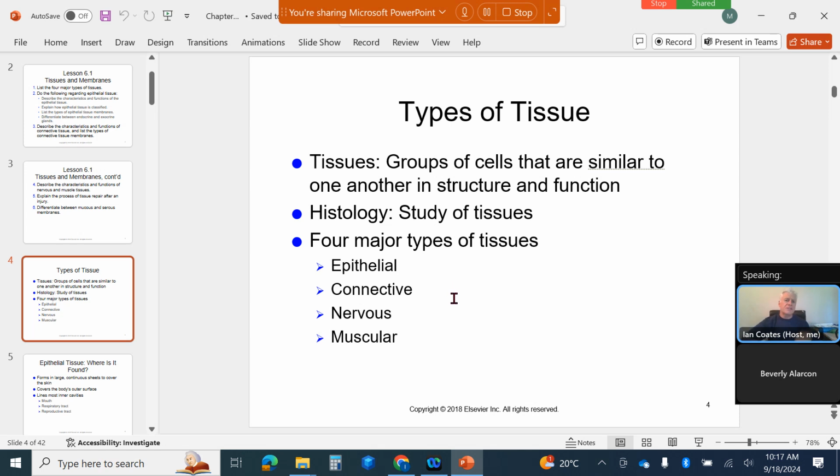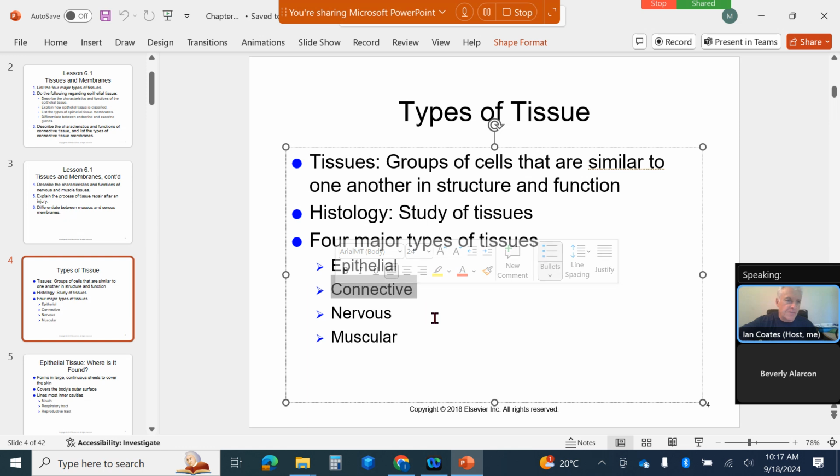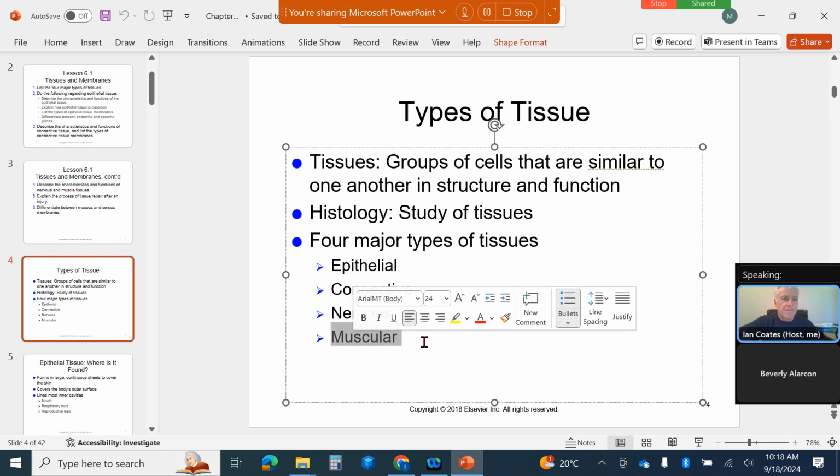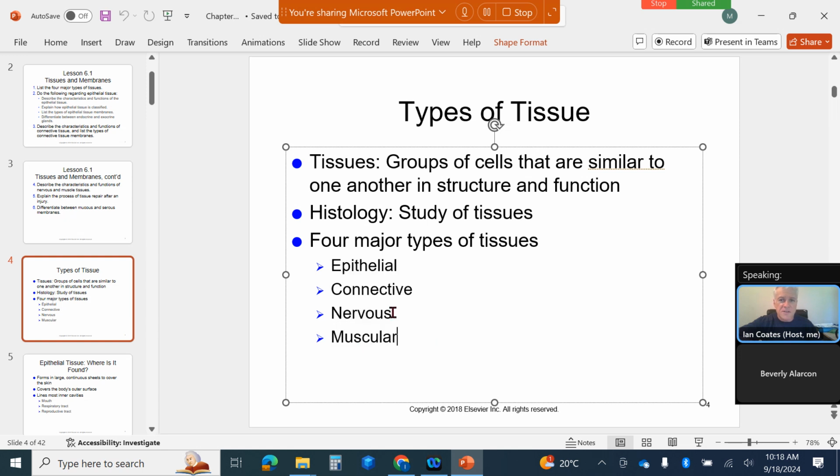So there are 4 major types of tissue in the human body. There's epithelial, connective, nervous, and muscle. Okay, they all look very different, and within those there are many different kinds of epithelial cells that do different jobs, and many different kinds of connective tissue. Blood and bone are both connective tissue. They do different purposes. Nervous, nerve cell, muscle, and there's 3 kinds of muscle. We'll get into those as well.